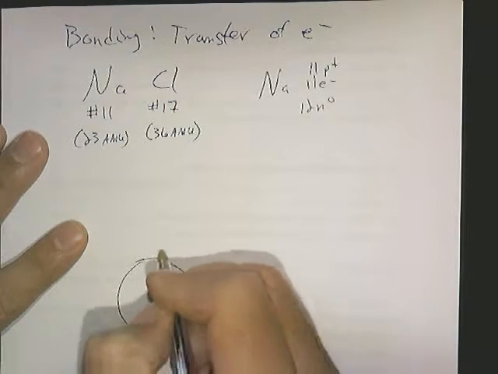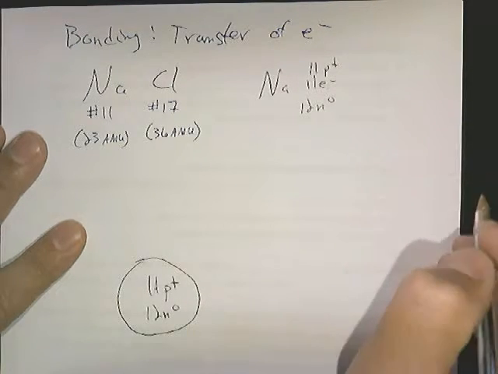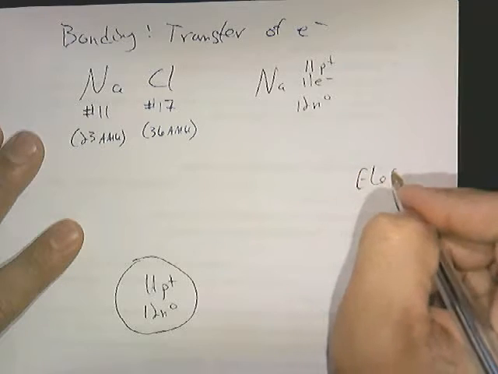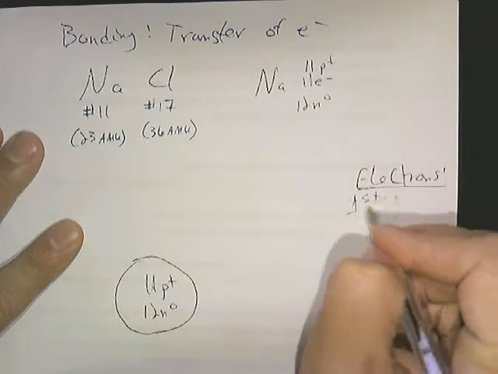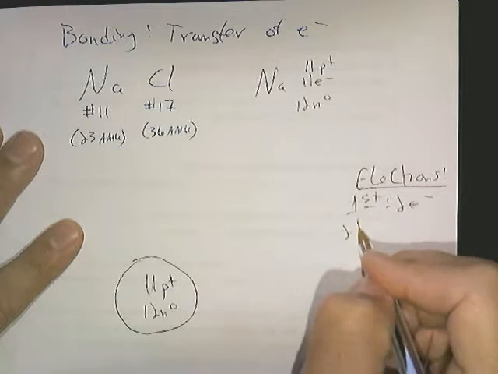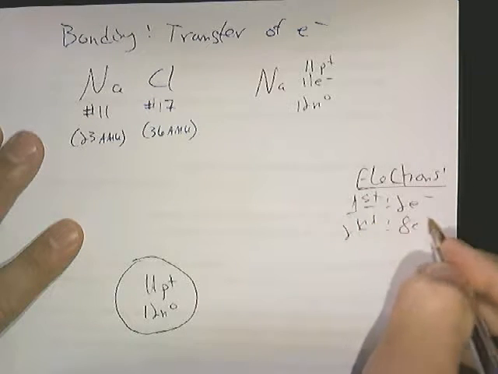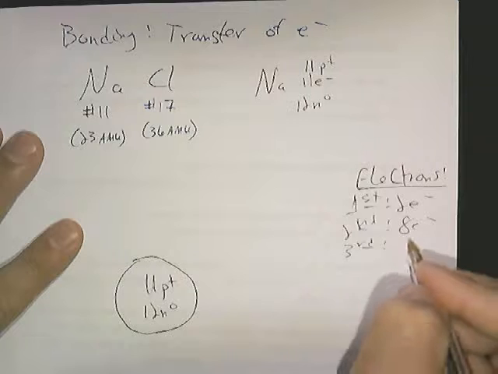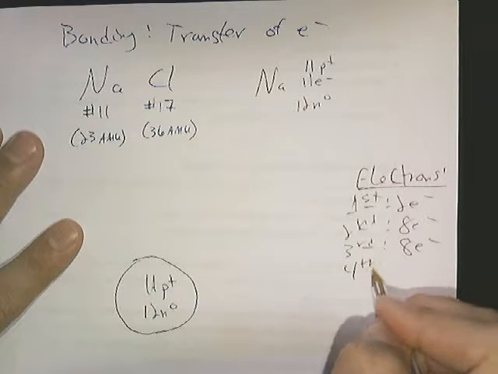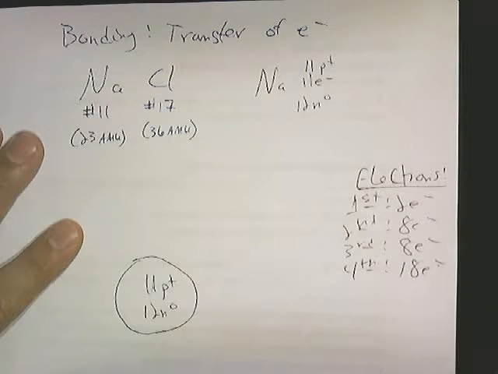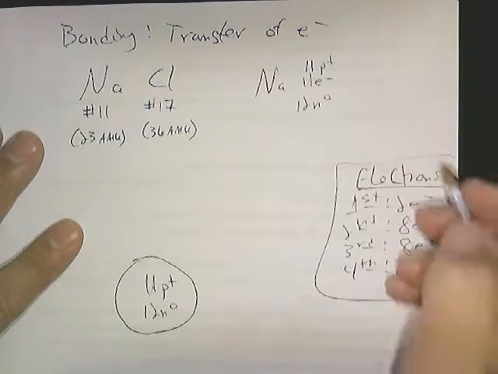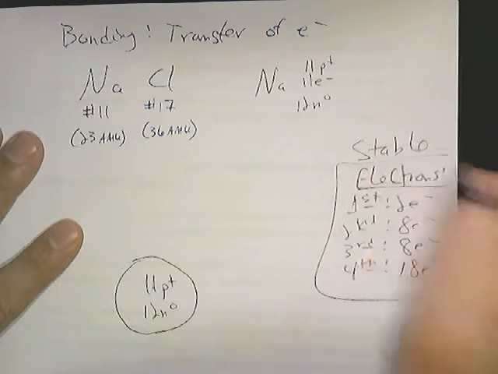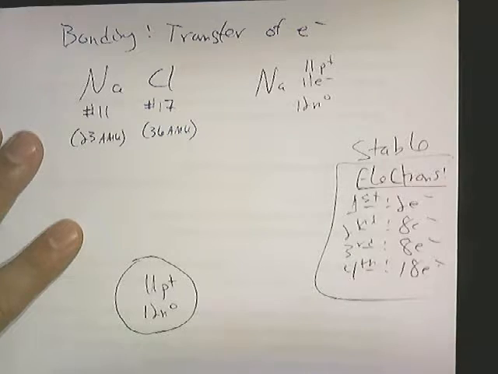I know that my first electron shell, first electron shell, 2 electrons, second, 8 electrons, third, 8 electrons, and the fourth, 18 electrons, right? These are the rules here. I have to obey these rules. This is what they want to get to be stable. Stable is good. They're going to react until they get stable.